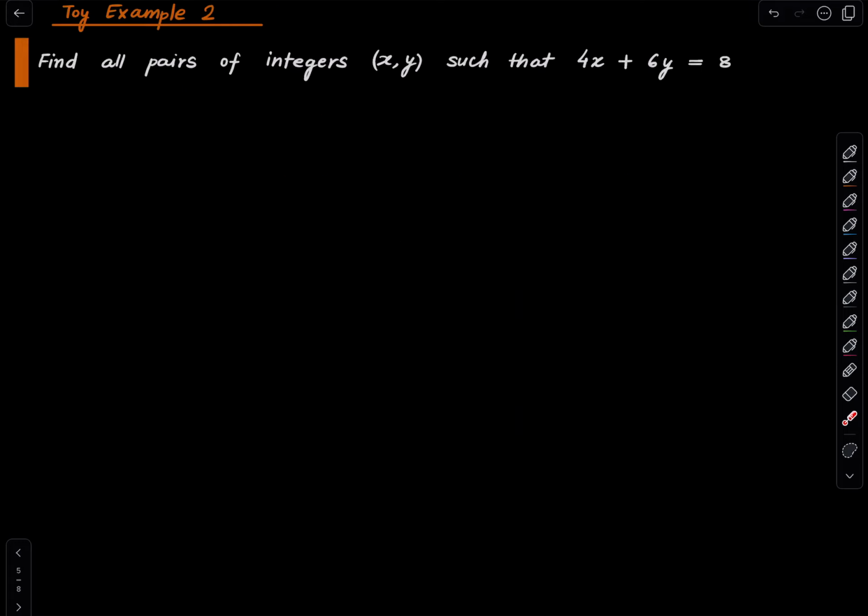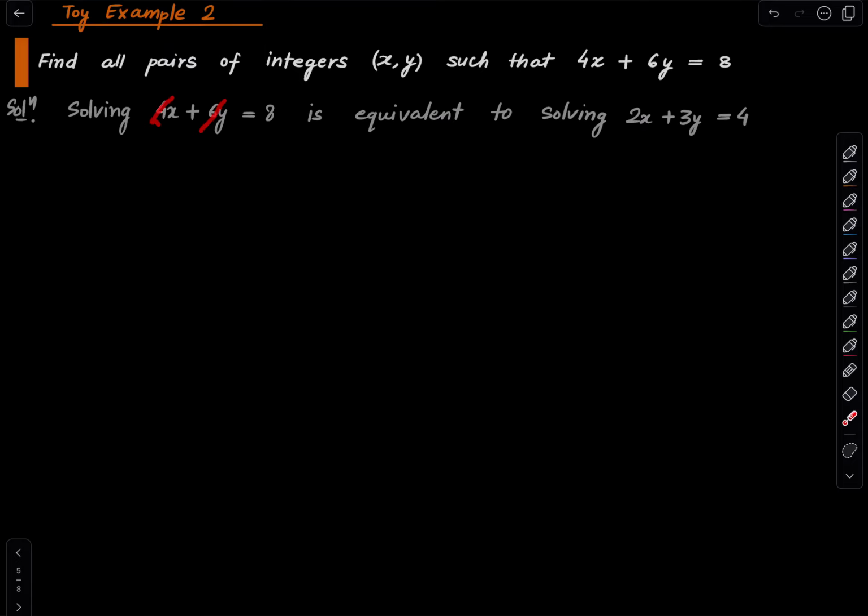So this time we have a slightly different equation. We want to find all pairs of integers which solve this. Clearly, solving the given equation, 4x plus 6y equals 8, is equivalent to solving 2x plus 3y equals 4, because we can cancel the 2 from both sides. We cancel the 2, we get this. So this is what we want to solve.